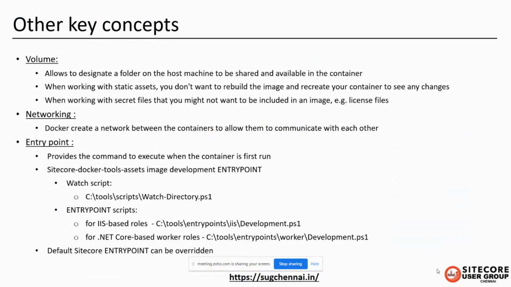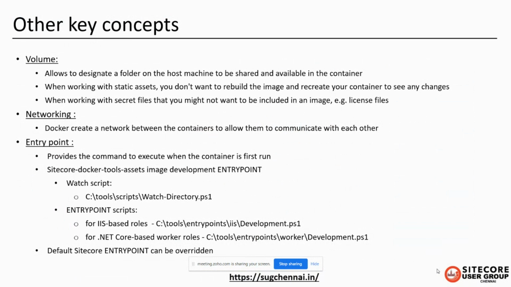Volumes are created to solve this problem. They allow you to designate a folder on the host machine to be shared and available in the container. So this is a powerful feature, as any changes you make to the content of the volume are instantly reflected inside the container. Then we have a networking concept. Docker creates a network between the containers to allow them to communicate with each other.